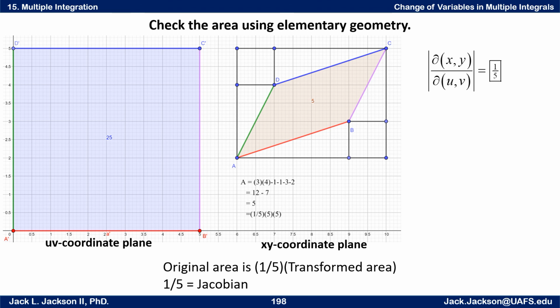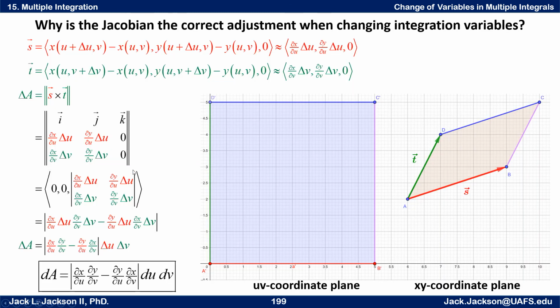Okay. Now, another way that we want to look at this is, will this work always? Is this Jacobian always the right thing to put in there? And of course, the answer is yes. But why is that? Well, think of this original parallelogram and think of vectors S and T being these two sides of this coming from one of the vertices, let's say from A.